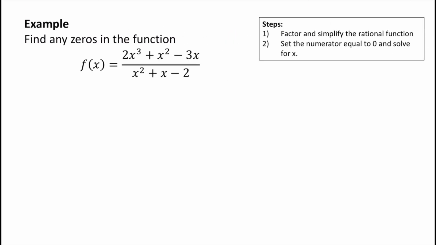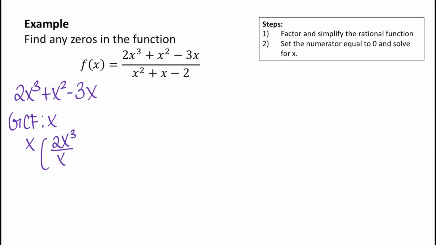So let's find any zeros in the function f of x that's described here. Remember, we always start off with factoring. So we have 2x cubed plus x squared minus 3x. We're going to look for a GCF. Notice the GCF of these three terms is going to be x, so we're going to factor it out. That means we have 2x cubed over x plus x squared over x minus 3x over x.